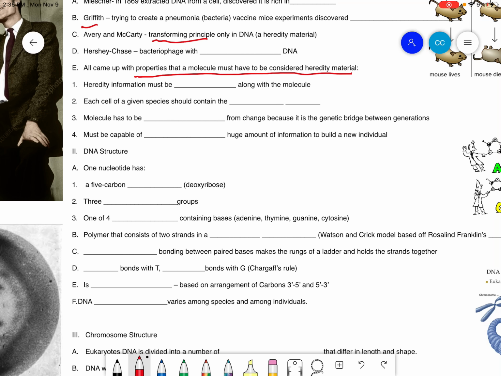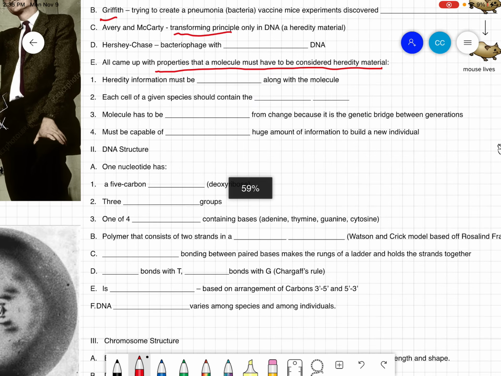And number four, it must be capable of encoding a huge amount of information to build a new individual. Remember, there are multiple tens of thousands of base pairs in a human, less than that in other organisms, but it still has to contain a wide amount of information in a very little amount of space.